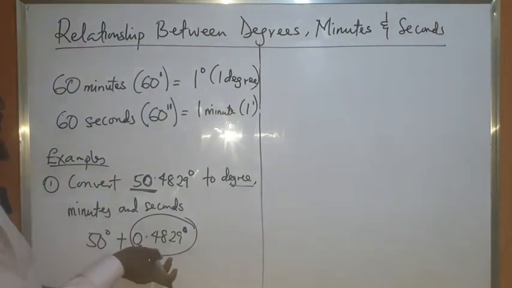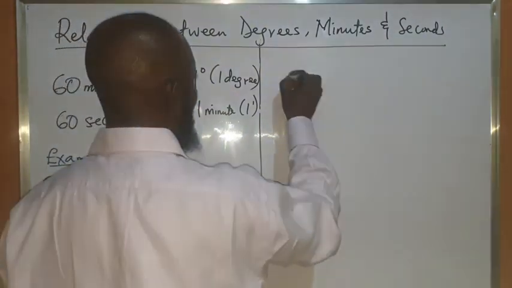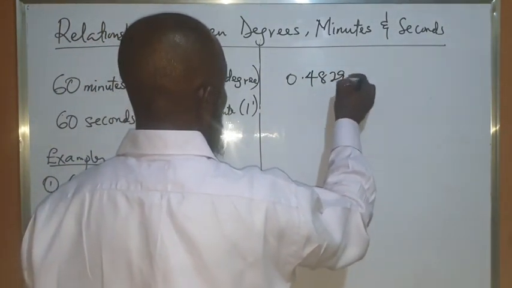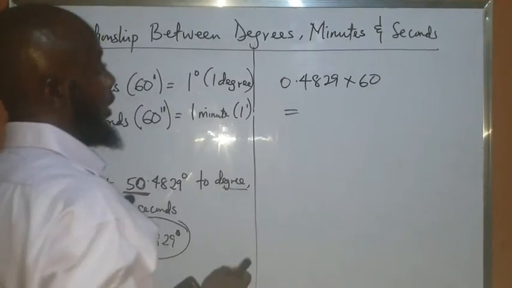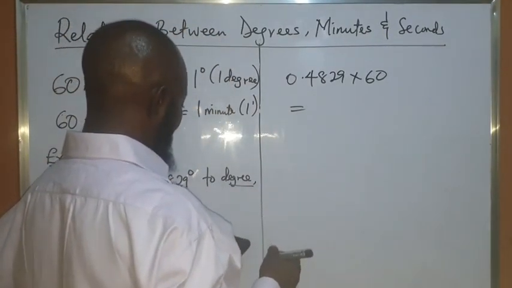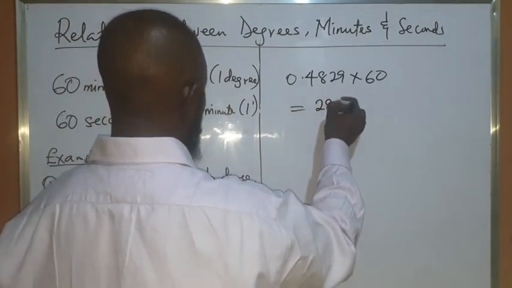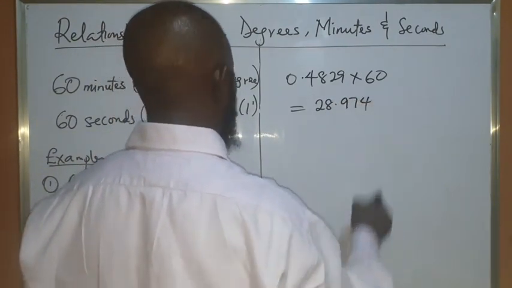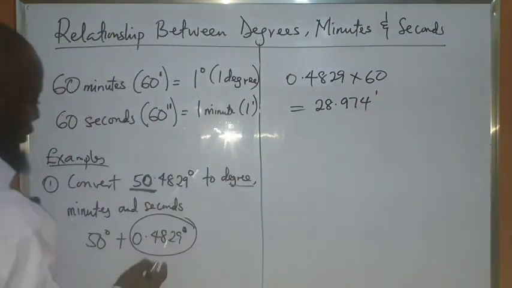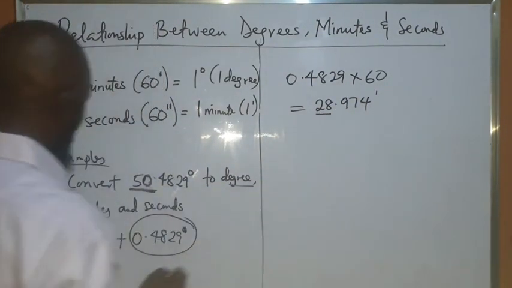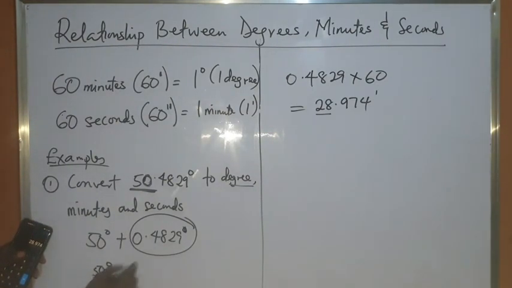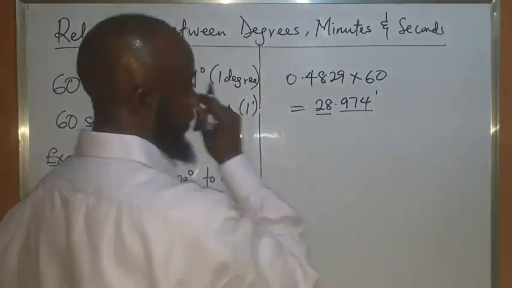So 0.4829 multiplied by 60 gives us 28.974. This is minutes. So we have converted this to minutes now, and the whole number part is 28. So this gives us 50 degrees, 28 minutes, and the decimal part we now convert to seconds.